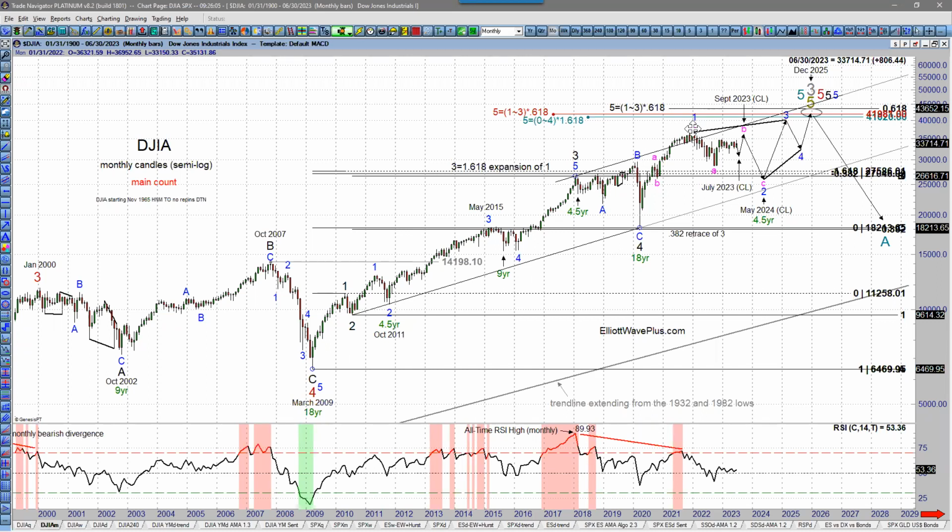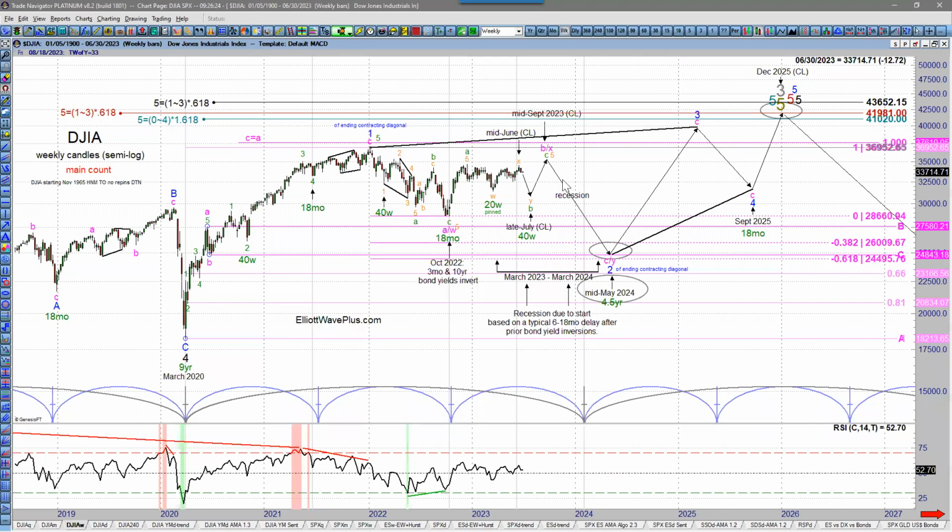or minor degree of an unfolding ending contracting diagonal, and that we're in wave 2 of that contracting diagonal right now. And that wave 2 is rather rough and complex, and that's what the wave 2s of diagonals typically are.